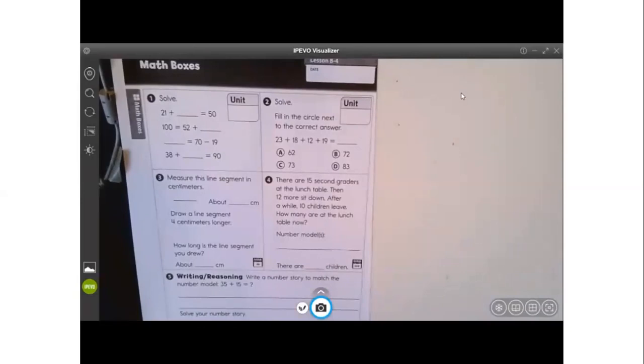Number 2, fill in the circle next to the correct answer. So again, we've been doing lots of practice on adding 4 different numbers. So add up those numbers. Which one of those is the correct answer?